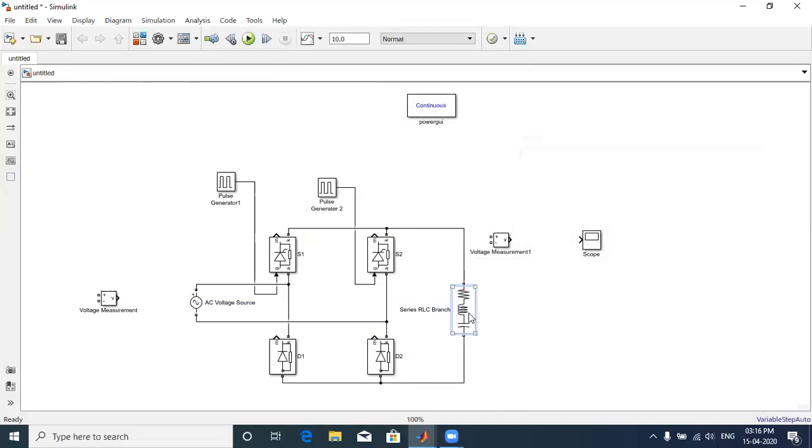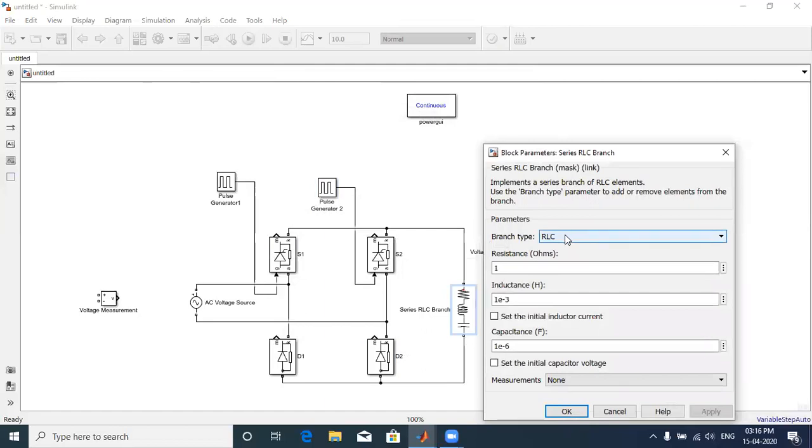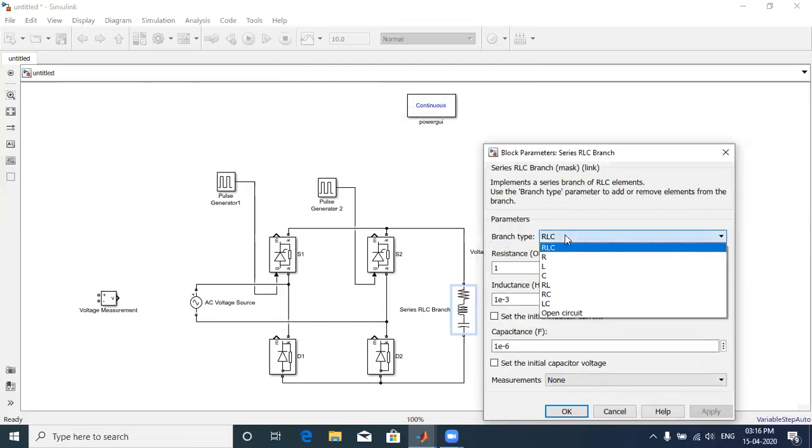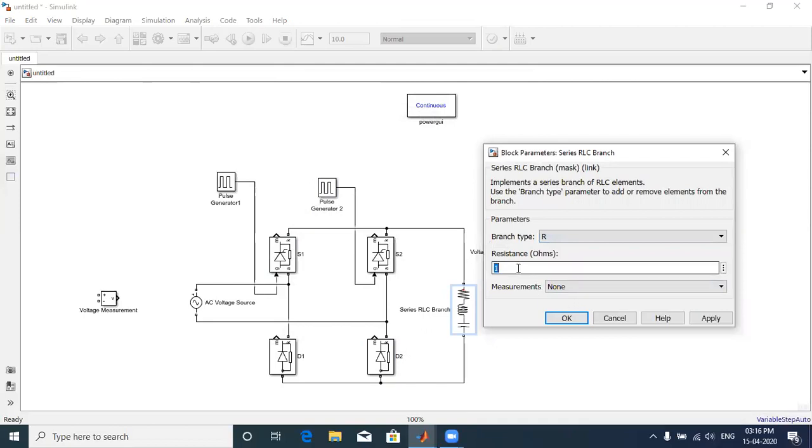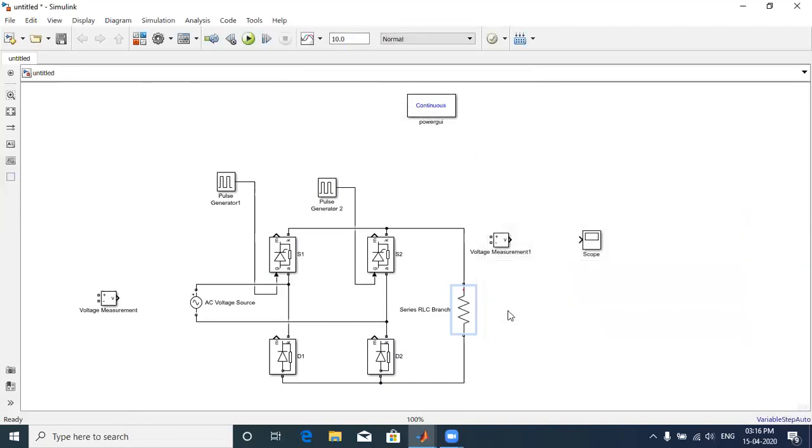And now you might be seeing this is the series RLC branch, but we have to implement our semi converter with R load. So double click on this. Here you can change the branch type. You can take it as RL, separately RLC, RL, RC, LC, and all these different configurations are available. So we will select R, and for instance say I'm giving resistance 400 ohm, and I will say apply, and then okay. So now I'm having a R load at the output.